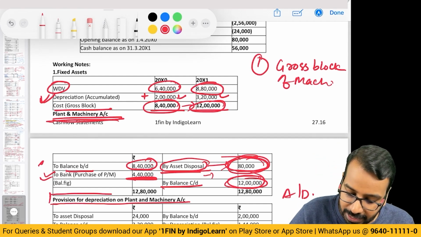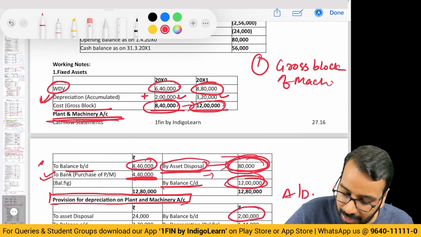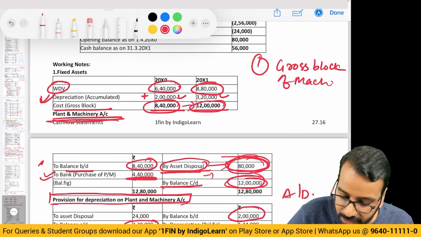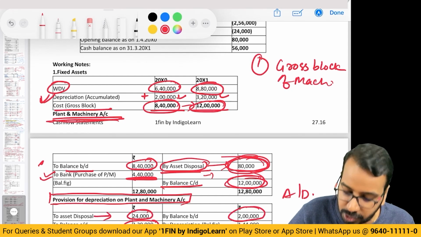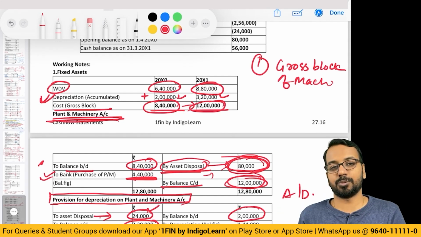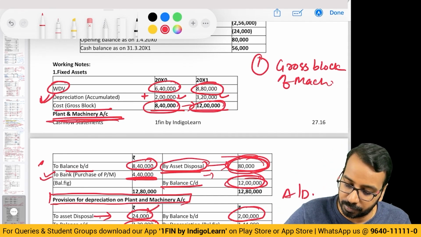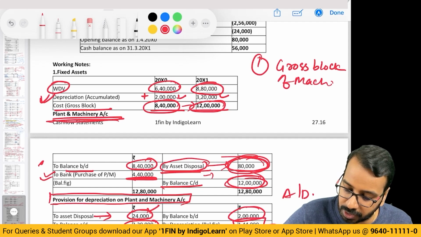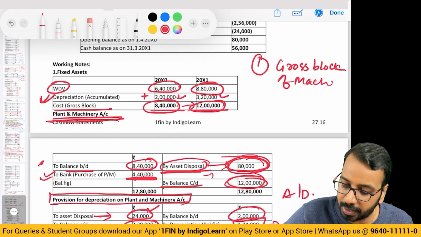Then in the depreciation account, you have the opening balance and the closing balance. Whatever is the depreciation pertaining to the disposed machine, 24,000, this also will be transferred to the asset disposal account. And 1,44,000 is the current year depreciation.